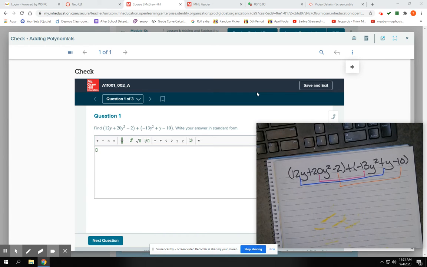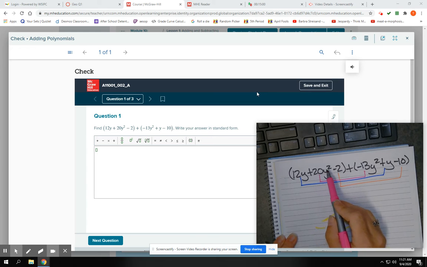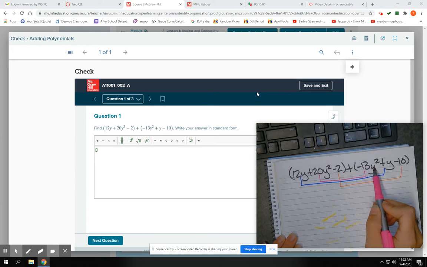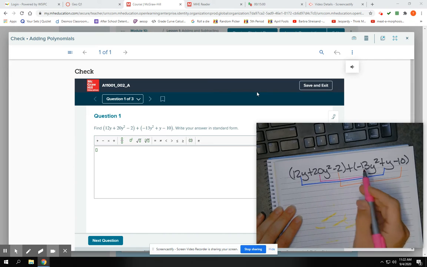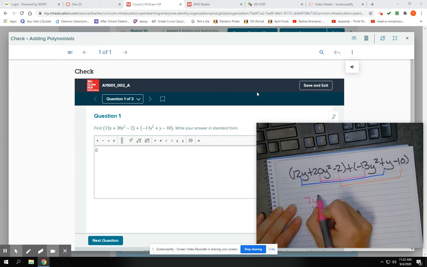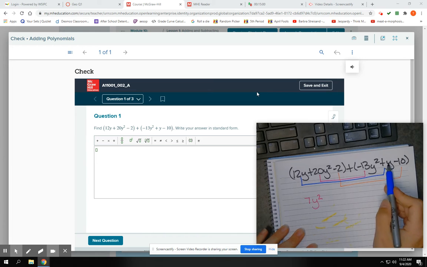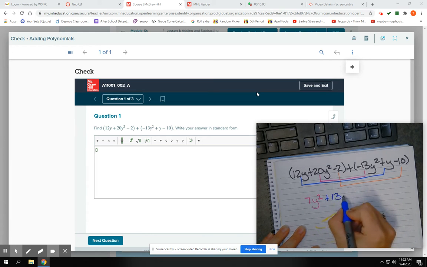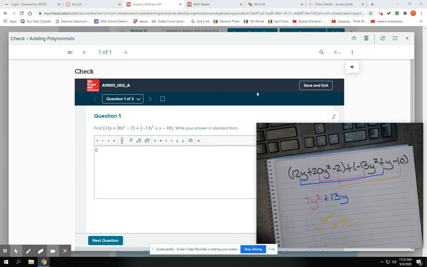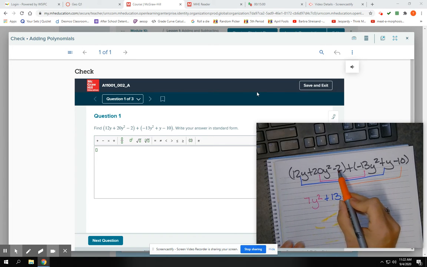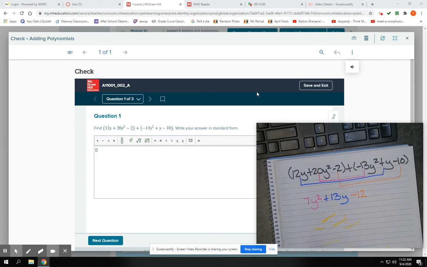All right. So when everything is all said and done, we're going to have 20y squared minus 13y squared. So 20 minus 13 is 7y squared. Then we do 12y plus y. So that's 13y. And then we have negative 2 and plus negative 10. That's negative 12. So we should have gotten 7y squared plus 13y minus 12.